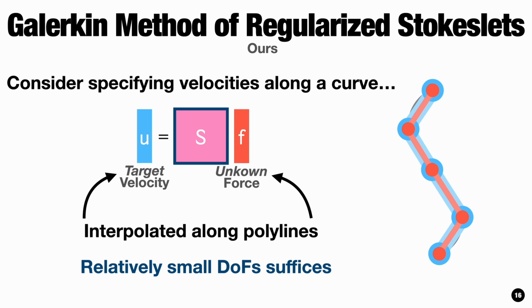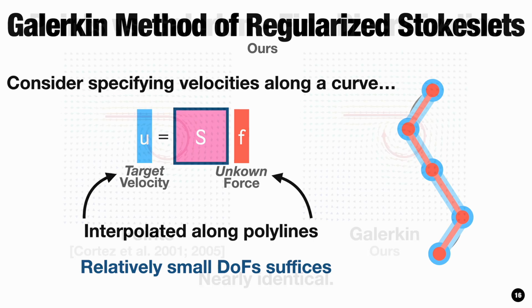When we solve problems with our approach, we only need relatively small degrees of freedom, keeping the size of matrix S small enough. This makes our method computationally tractable without using complex computation acceleration techniques.